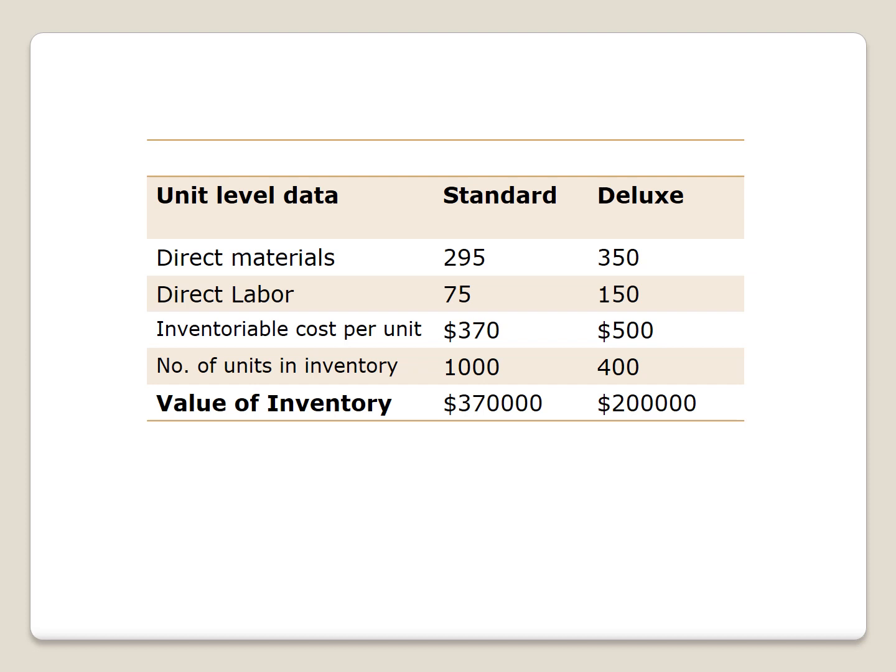Adding these two will give us the inventory cost per unit. Multiplying the inventoriable cost per unit to the number of units in inventory, which is basically the unsold goods, gives us the total value of inventory for each type of mattress and their addition gives us the total inventory cost. This was our first method.